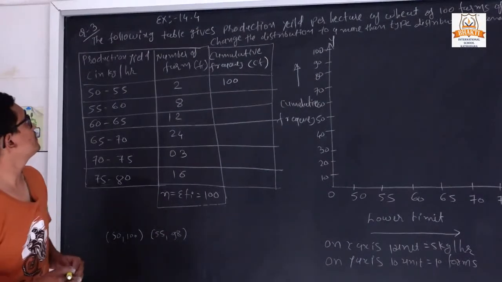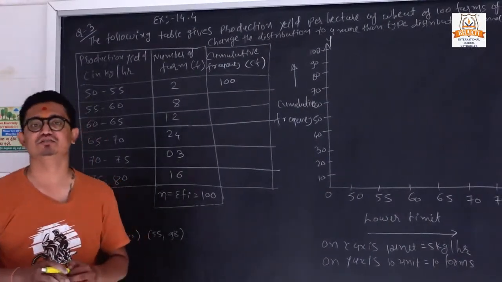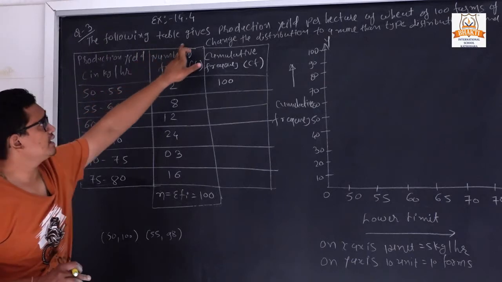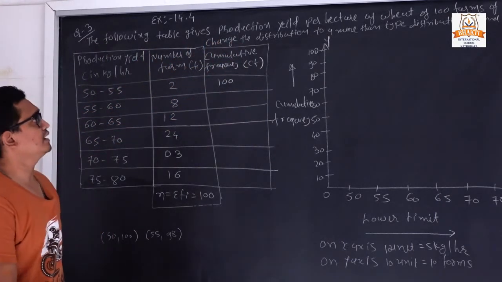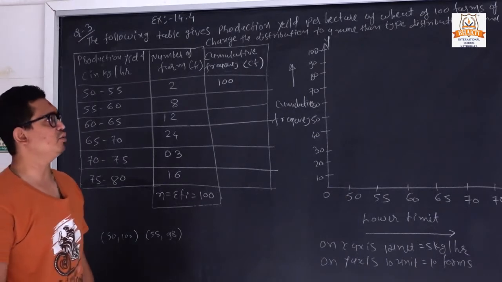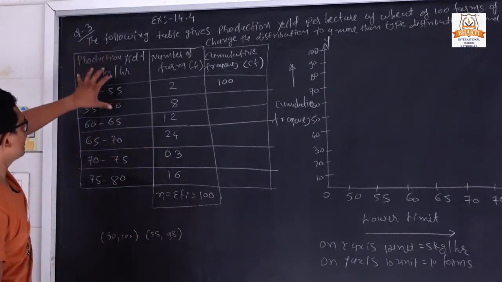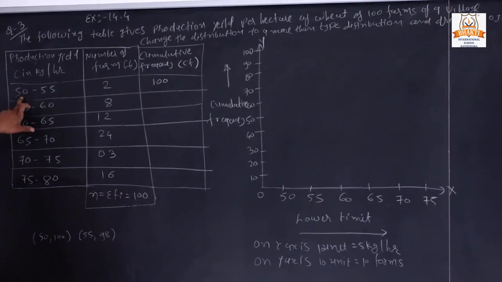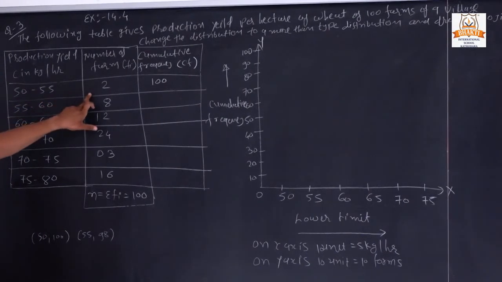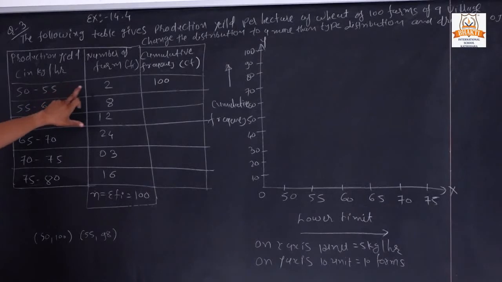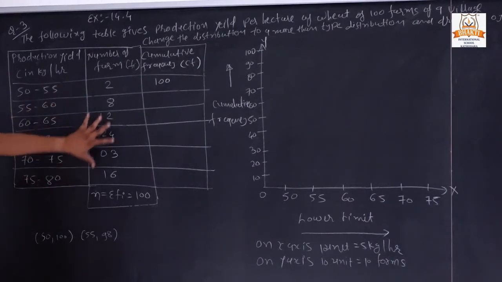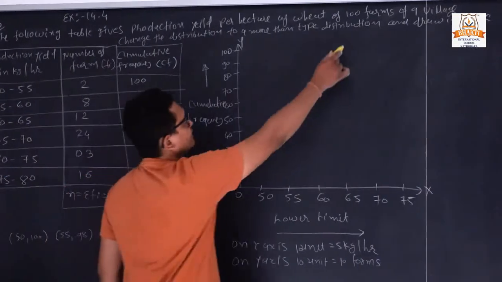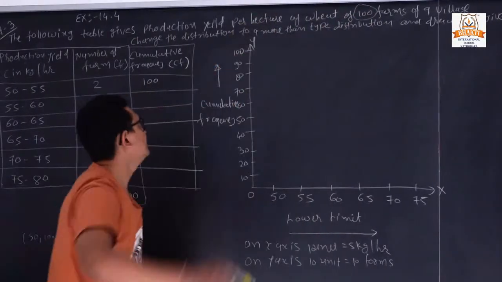So the last question of our exercise 14.4 is question number 3. In question number 3 they are saying that the following table gives the production yield per hectare of wheat of 100 farms of a village. The production yield is given in kilograms per hectare. Some farms have 50 to 55, and they have 2 farms. Similarly we get the data, and the sum of all will be 100, because the total number of farms given here is 100.